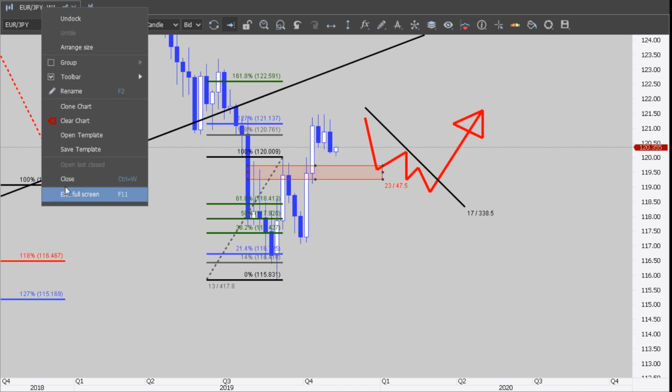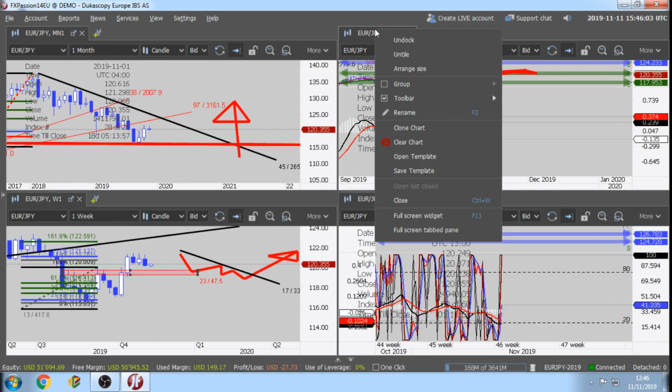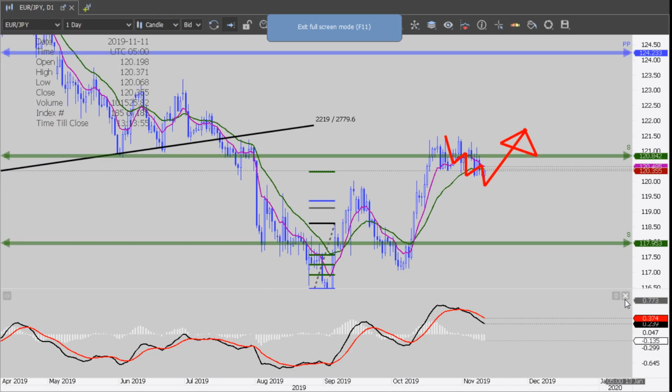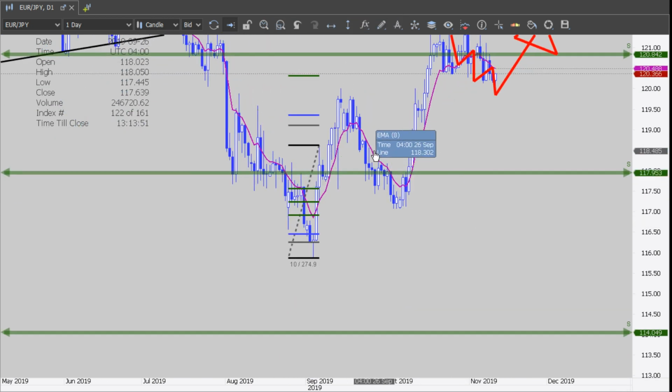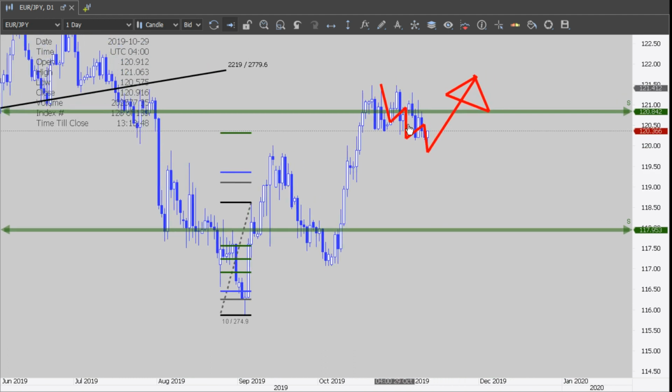And similarly to the weekly, we are going to have the daily chart, remove the indicators. We do have already the Fibonacci's. The up Fibonacci, green goes to green.